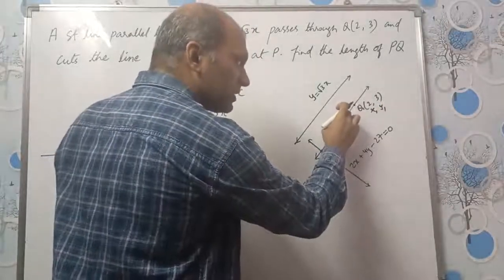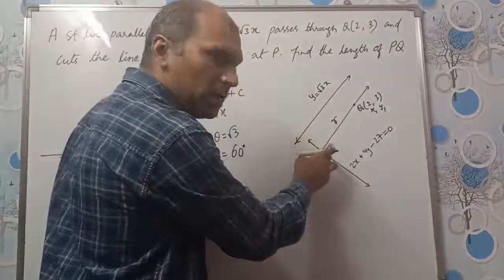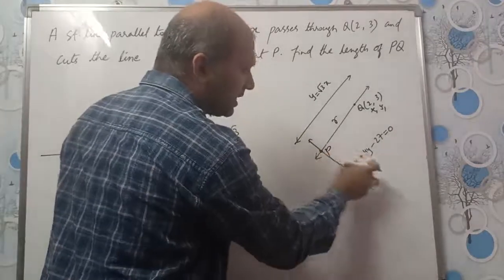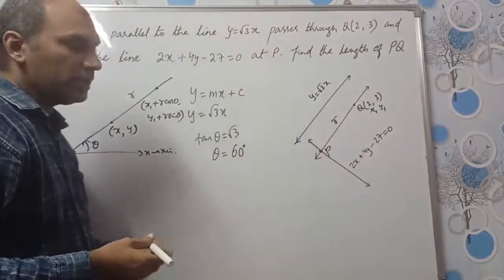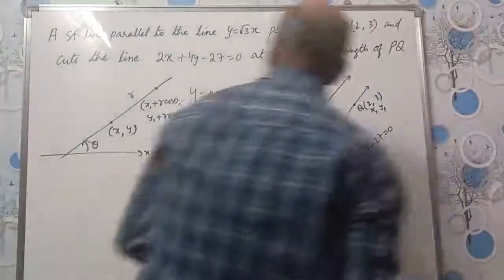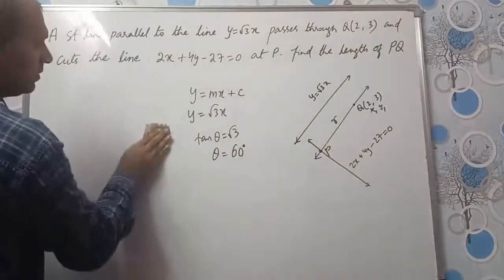We don't know the distance r, but can we find this point P? Yes. After finding this point P, we'll substitute it in this equation because this point is lying on this straight line. Okay, it should satisfy. That will be our approach. All right, so it's a very interesting question. Let me just rub this and explain you.